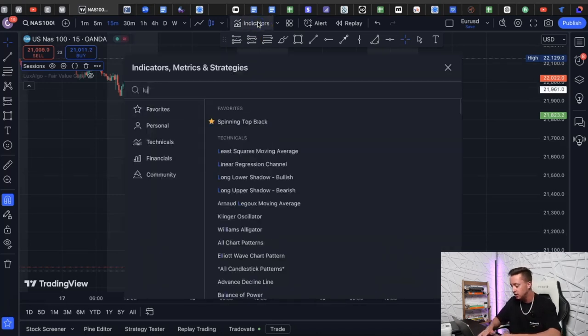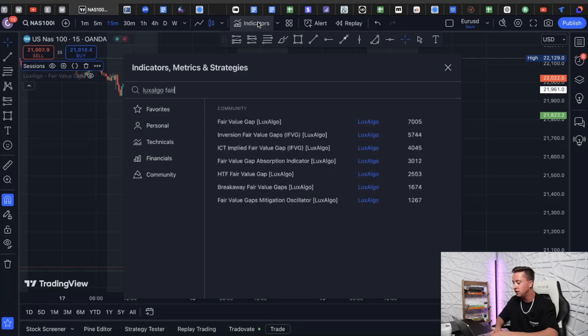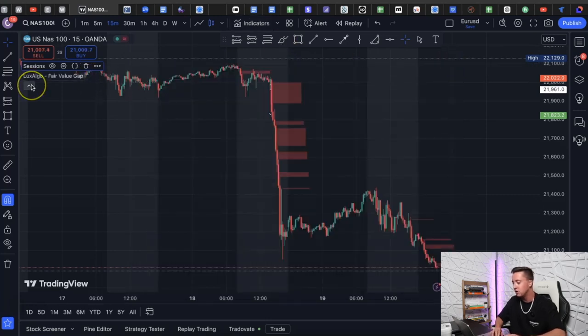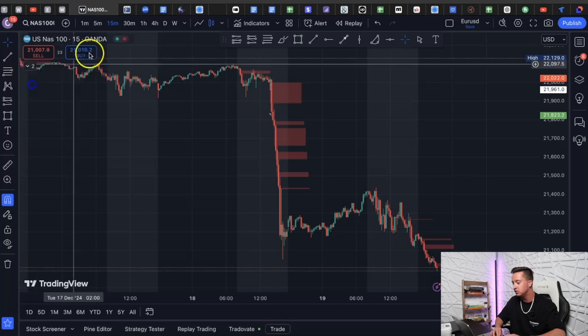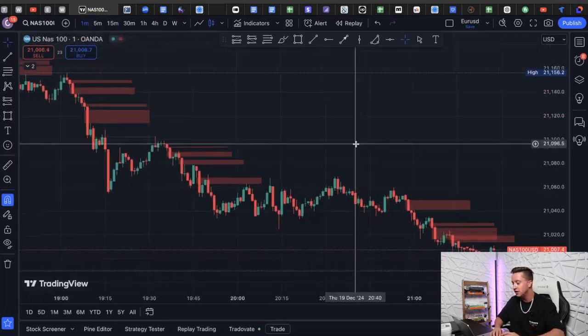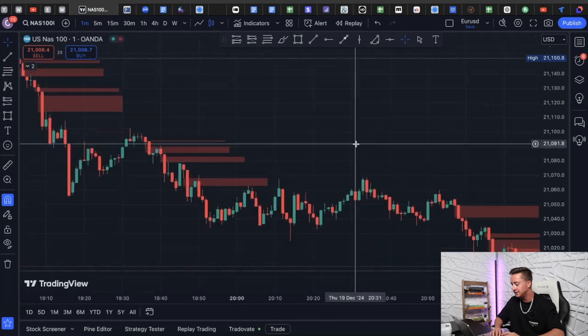Next indicator, type in Lux Algo, and then it'll be fair value gap right here. Now fair value gap is my entry model that I have been using. Once you guys turn this on, you can see, let's go to the 1 minute time frame so we can see more printing. Now let me find a very nice example.